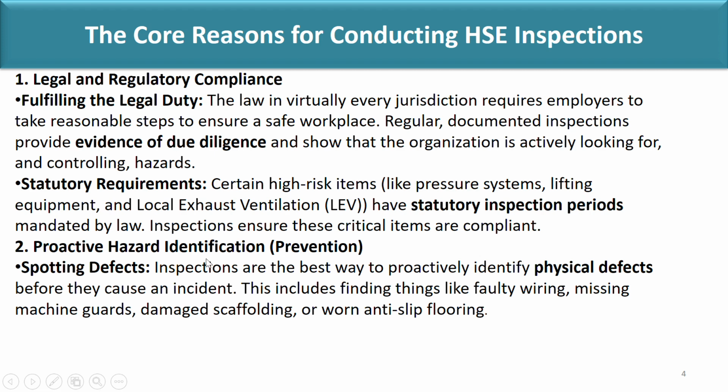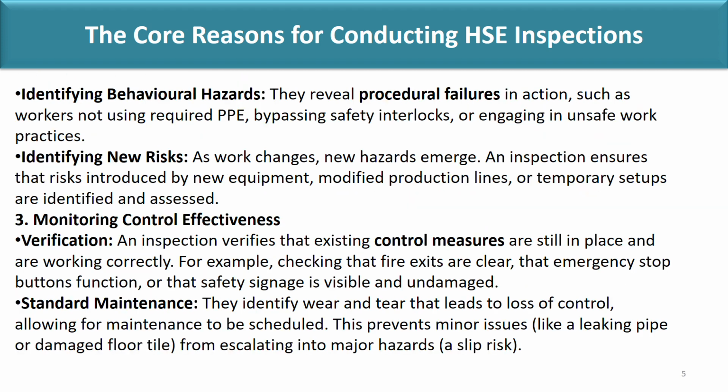Proactive hazard identification and prevention, spotting defects. Inspections are the best way to proactively identify physical defects before they cause an accident. This includes finding things like faulty wiring, missing machine guards, damaged scaffolding, or worn anti-slip flooring. Identifying behavioral hazards: they reveal procedural failures in action, such as workers not using required PPE.